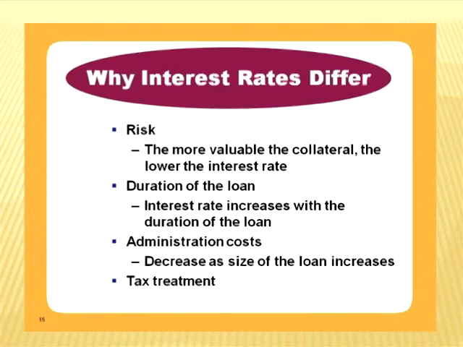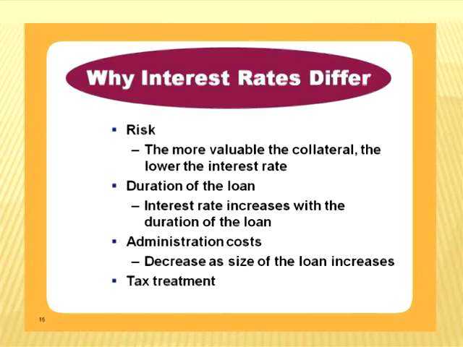So one primary reason why you observe multiple interest rates in society is because there is a difference in the riskiness associated with the loan. There also is a difference due to the duration of the loan. The interest rate tends to increase as the duration of the loan increases, and so it's typically more expensive to borrow for 5 years than it is for 3 years.